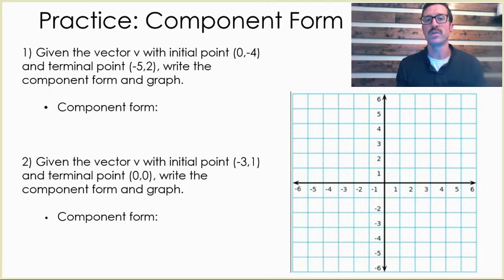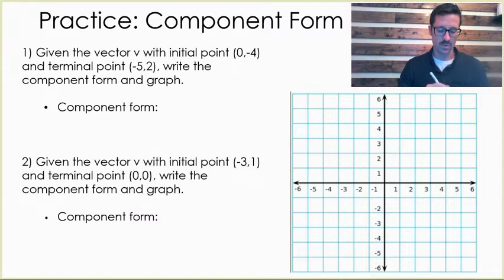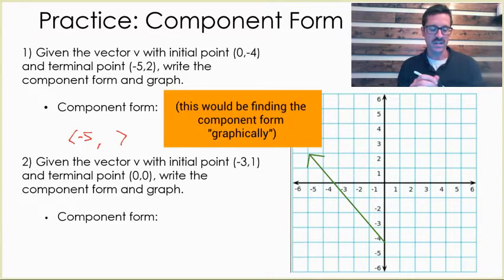Now, if you can, pause the video and try to figure these two out on your own. I'm giving you the initial point and the terminal point, and I want you to write the component form of the vector. I'm going to start at 0, negative 4, and I'm going to end at negative 5, 2. So there is what my vector would look like right there. I've got my initial point there and my terminal point there with the arrow. Our component form is just going to be how far it moves horizontally and how far it moves vertically. And this we can actually identify from the graph. It looks like our graph moves 5 units to the left, so our horizontal component is negative 5, and it appears that it moves 6 units up, so our vertical component is a positive 6.